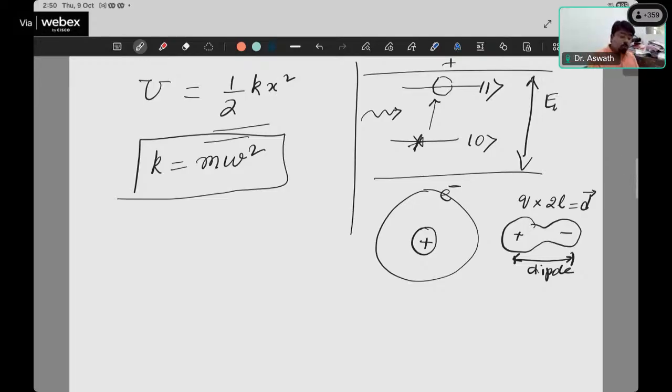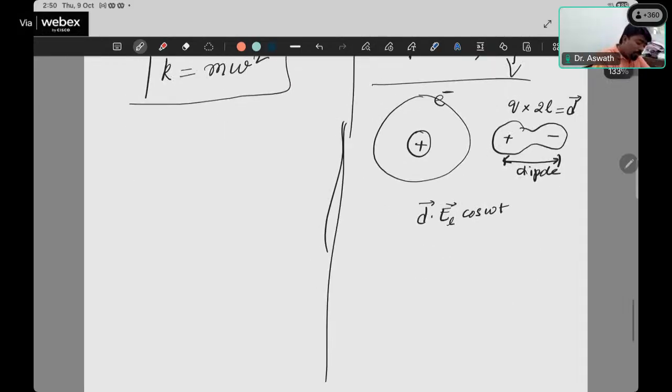Now, the interaction between the dipole moment and the electric field, I'll write as D dot E, the dot product between the electric field and the dipole. So D dot E dictates whether the electron goes away from the nucleus or close to the nucleus. In fact, it creates an oscillation if my electric field is also oscillating with some frequency omega. So the dipole also oscillates, going away, coming back, going away, coming back. In this way, the electron is sometimes in the ground state, sometimes in the excited state.